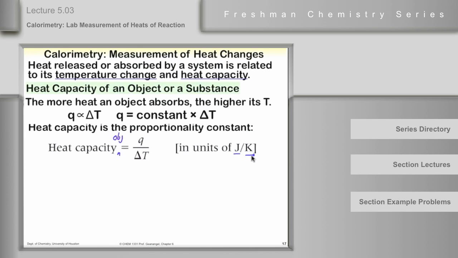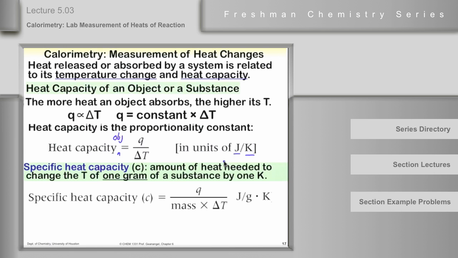Another way we can express heat capacity is, instead of per object, we could do it per gram or per unit mass. And when we do that, we use a lowercase c to represent its symbol. The specific heat capacity is the amount of heat needed to change the temperature of 1 gram of a substance by 1 Kelvin. So c is equal to Q divided by the mass in grams times delta T in kelvins.